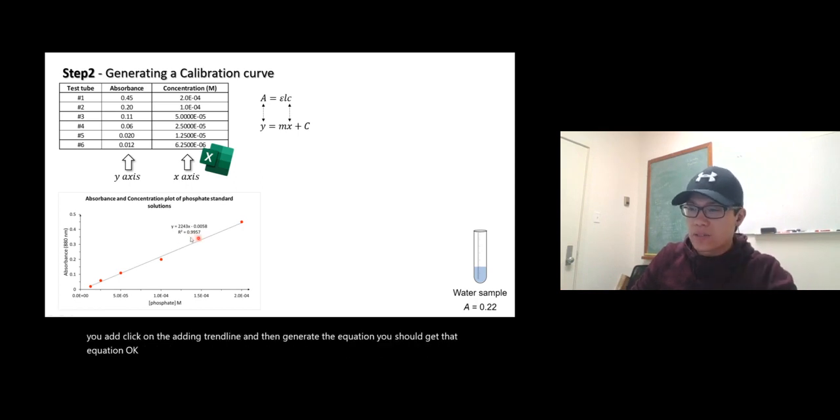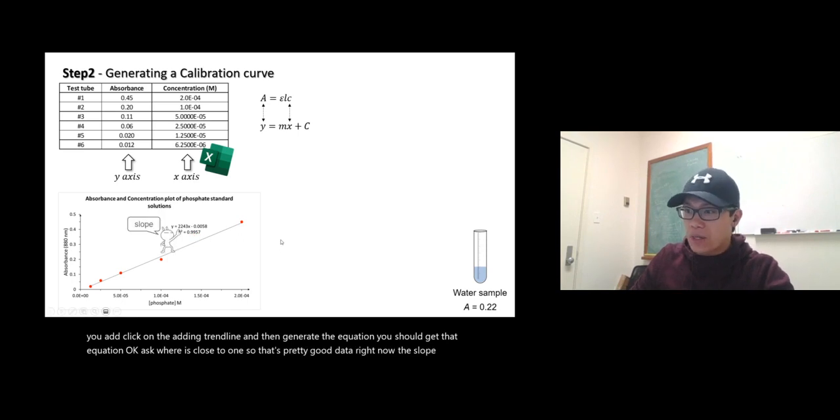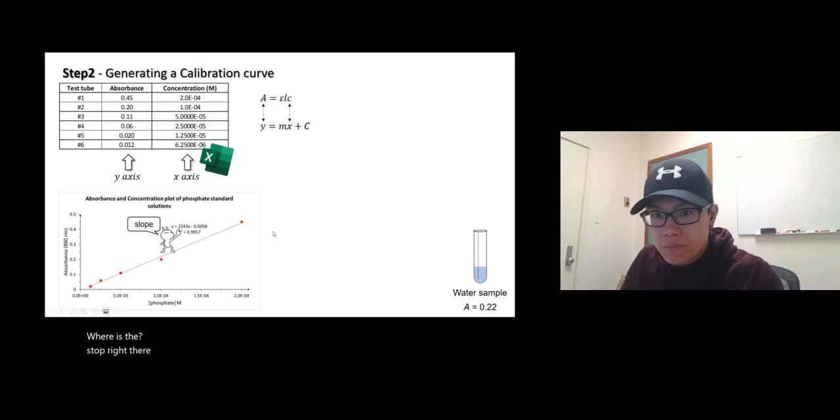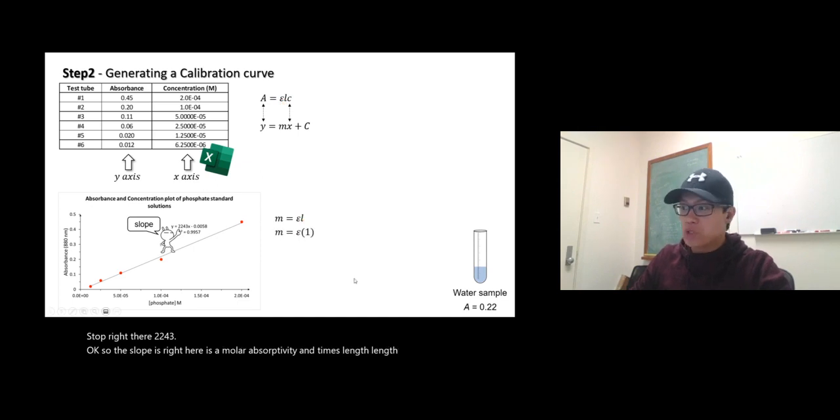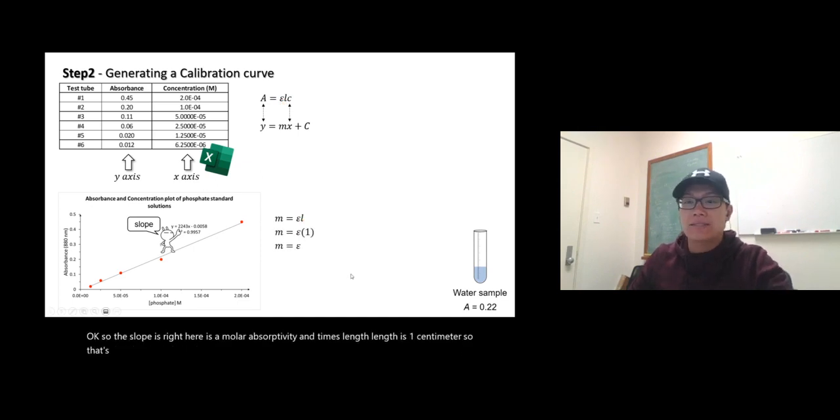R squared is close to 1, so that's pretty good data, all right? Now the slope, where's the slope? Right there, 2243, okay? So the slope is M right here, molar absorptivity times length. Length is 1 centimeter, so that's it. So molar absorptivity is the slope, and that's the unit of it.